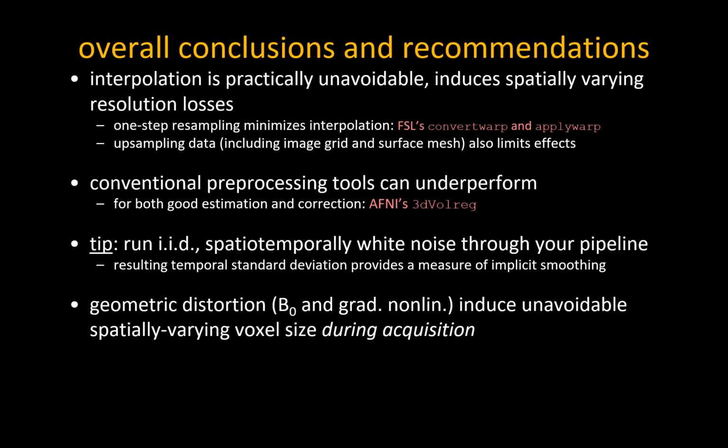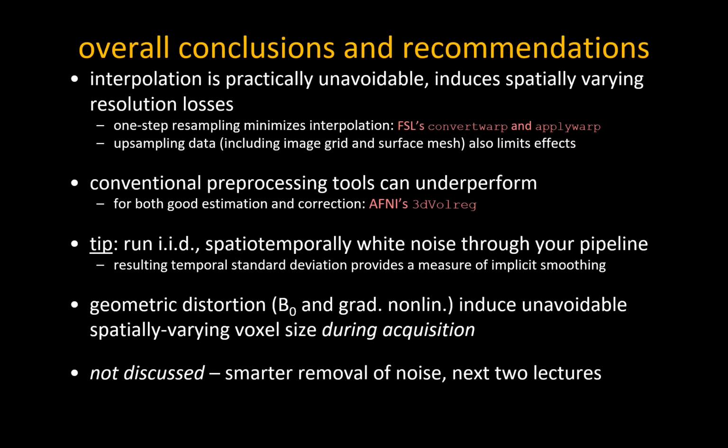Geometric distortions are often not really thought about. Both B0 distortions and gradient nonlinearity distortions induce unavoidable spatially varying voxel sizes during the acquisition. It can be good news or bad news: bigger voxels, smaller voxels, depending on the sign of the distortion. Now, what I haven't discussed is even smarter removal of noise. Smoothing is one way to remove noise, to impose a prior. Luca's going to talk about how we can more intelligently remove thermal noise, which I'm looking forward to. I think Jingwen is going to talk about addressing physiological noise. Looking forward to this as well. The structured noises can be harder to address in these data.